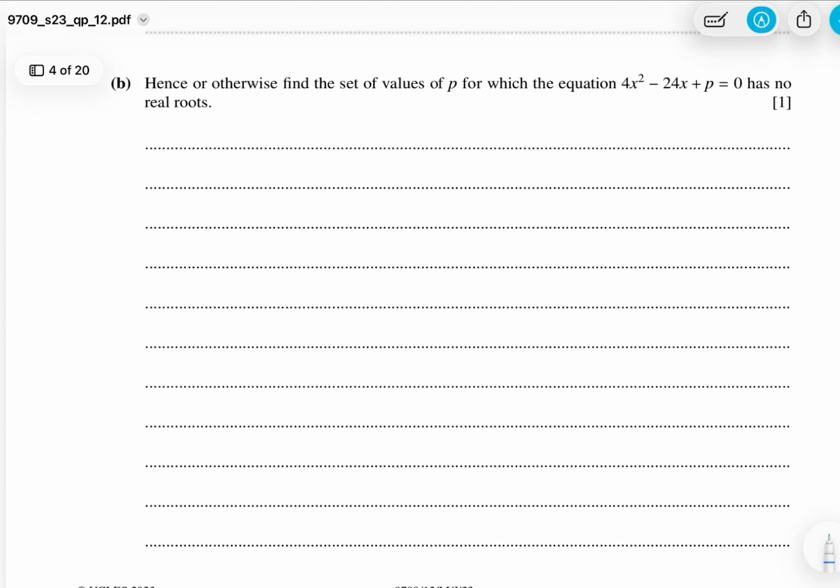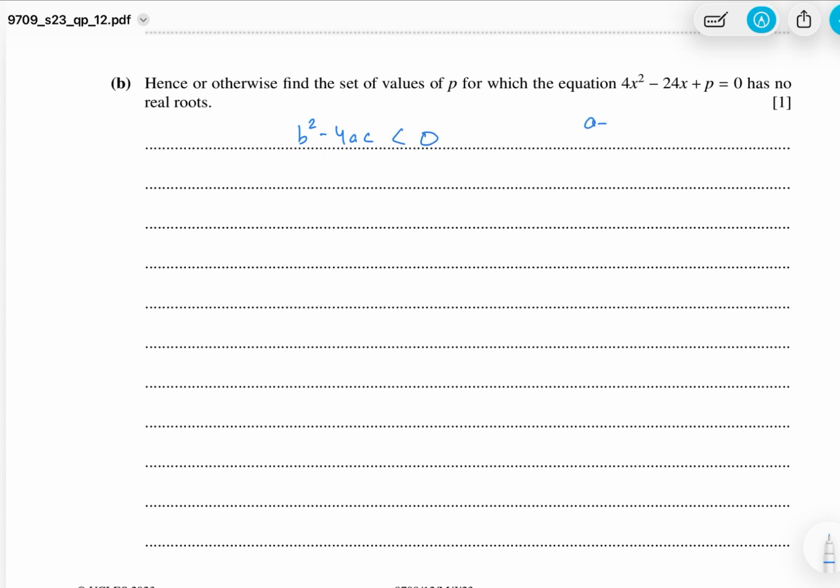Till now the question is easy, right? Don't worry. If you know this question, just fast forward the video and move on to the next question. If you don't, then just stay with me, learners. All right. So hence or otherwise, find the set of values for p for which the equation has no real roots. So no real roots means b² − 4ac is less than 0.